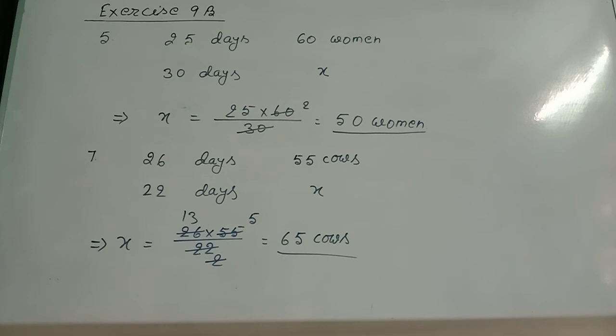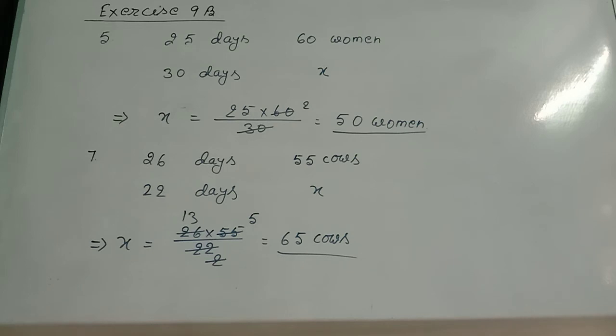Question number 7 states that 55 cows can graze in the field for 26 days. How many cows can graze in the same field for 22 days? So here at the left hand side I have kept days. At the right hand side I have kept the number of cows. So 26 days, 55 cows, and in 22 days to graze the grass field, how many cows are required?